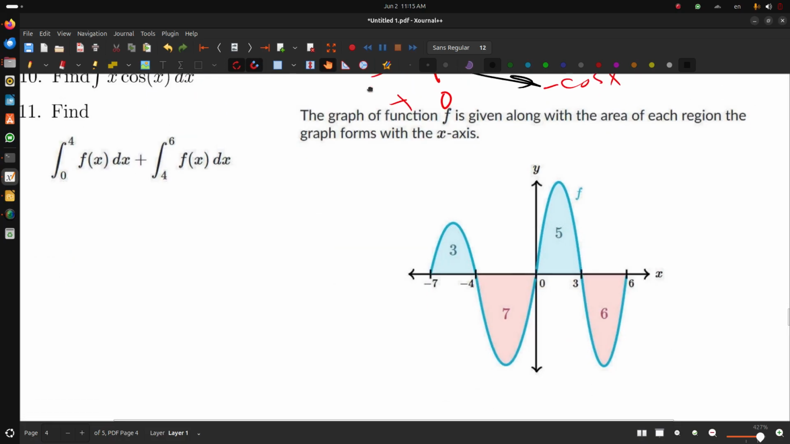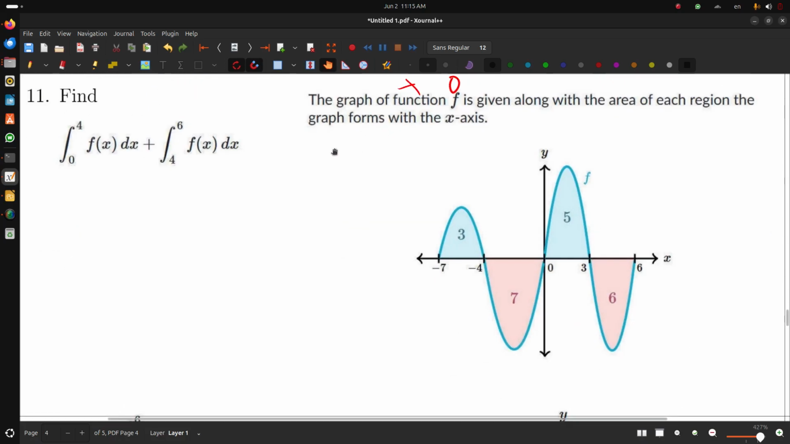Okay, let's move on. About this one, we need to find the integration from 0 up to 4 of x dx. Okay, how to get it? Start by locating the numbers. I will start with 0 up to 4, and 4 is here. If the numbers are above the x-axis, it's positive. Below the x-axis is negative, but I don't know what the area is here exactly.